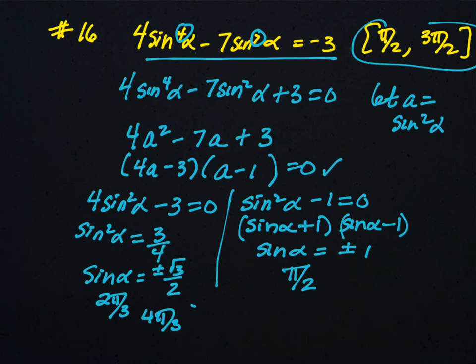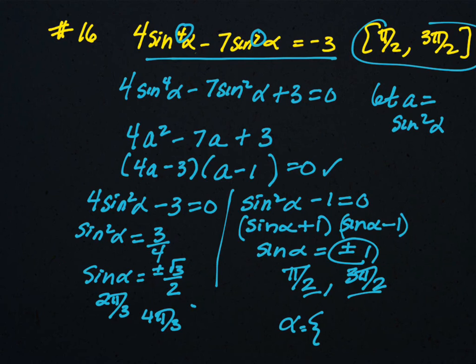Oh, wait. Let's see, it's also negative 1, so it has to be 3 pi over 2 too, also, because it's plus or minus 1. So it equals 1 at pi over 2 and negative 1 at 3 pi over 2. So here we go. Let's put it in order.